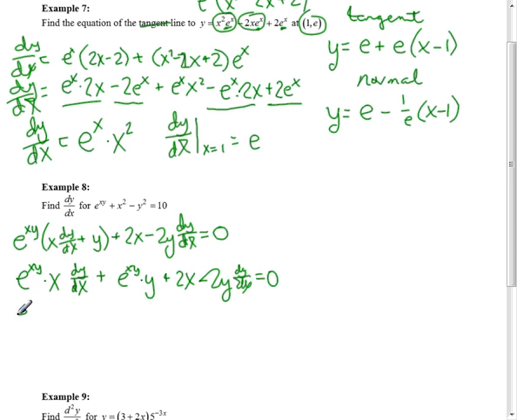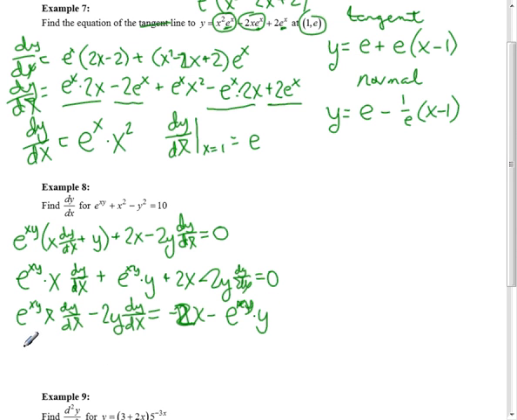Alright, so I'm going to go ahead and keep anything with dy dx over here. So this term, and I also have a negative 2y dy dx. And I'm going to move everything else to the other side. So I'm going to have a negative 2x minus e to the xy times y.